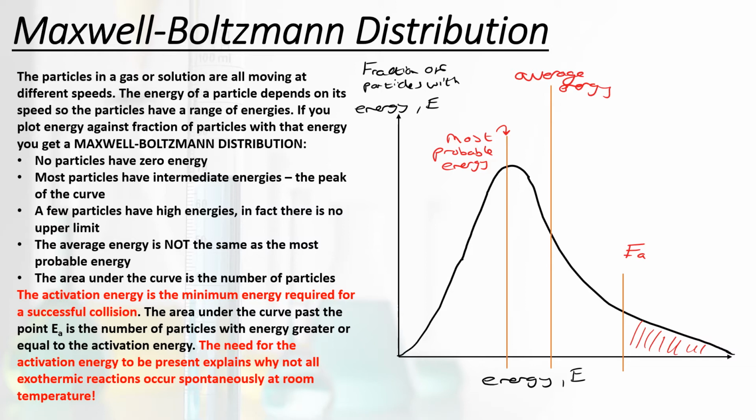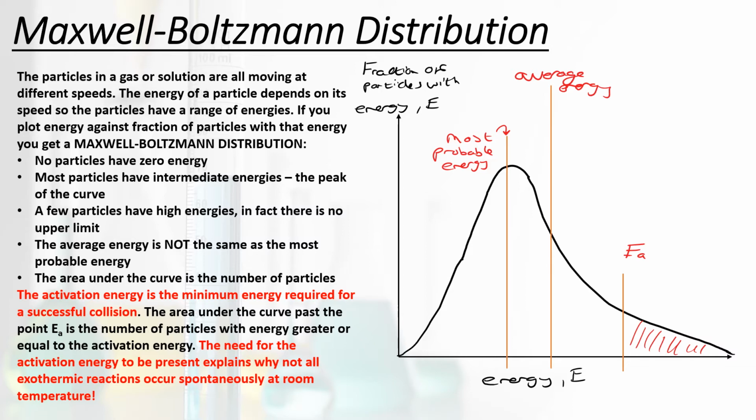Now, there are a few takeaway points from this. No particles have zero energy. Unless we're at 0 Kelvin, no particles are going to have zero energy. Even at room temperature, while they might not be moving particularly quickly, they're still going to have some energy. And so our curve starts from the origin point, exactly the intersection of the x and the y axes.